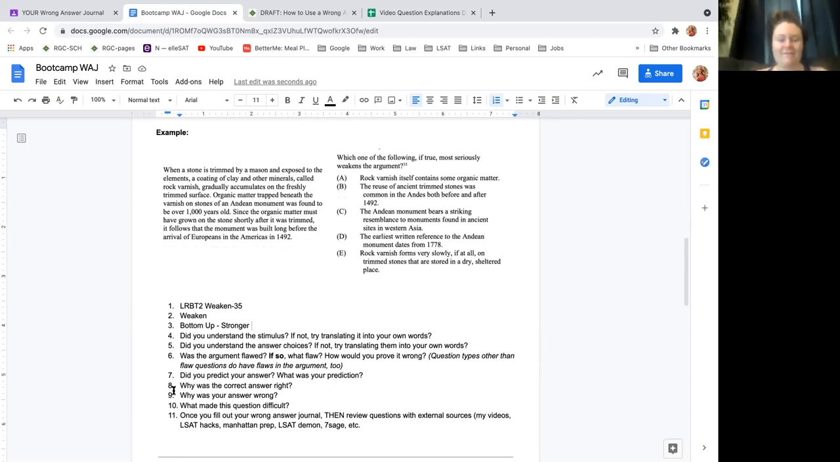So now that we have that filled out, we're really going to get into the nitty gritty here. Question number 4 says, did you understand the stimulus? If not, try translating it into your own words. This is imperative for us to get better, become better readers, and even eventually faster on the test, being able to break these arguments down sentence by sentence.